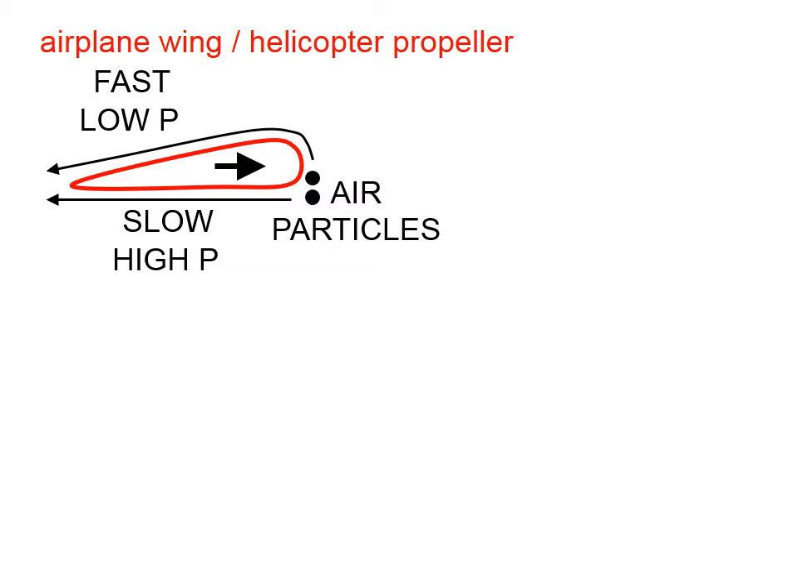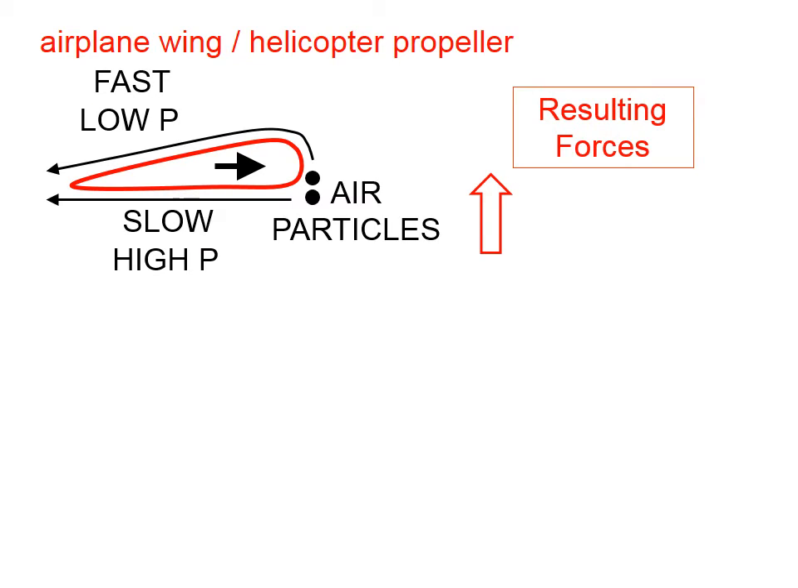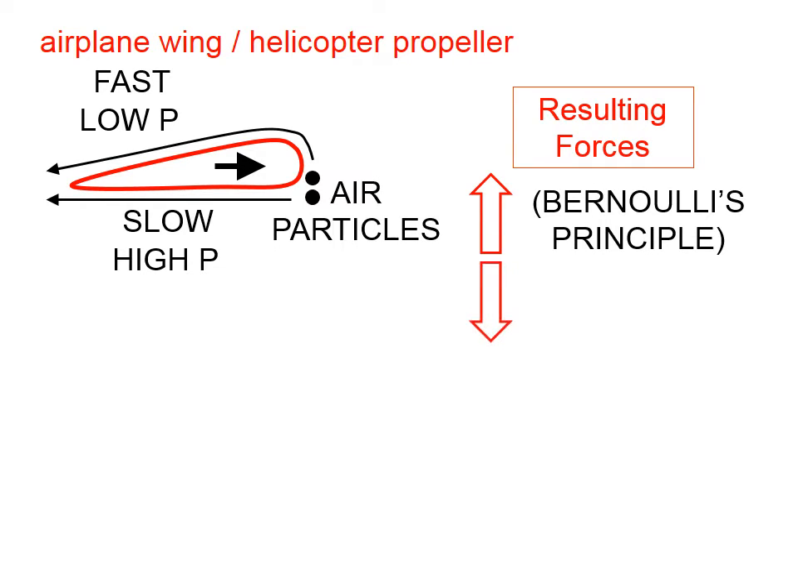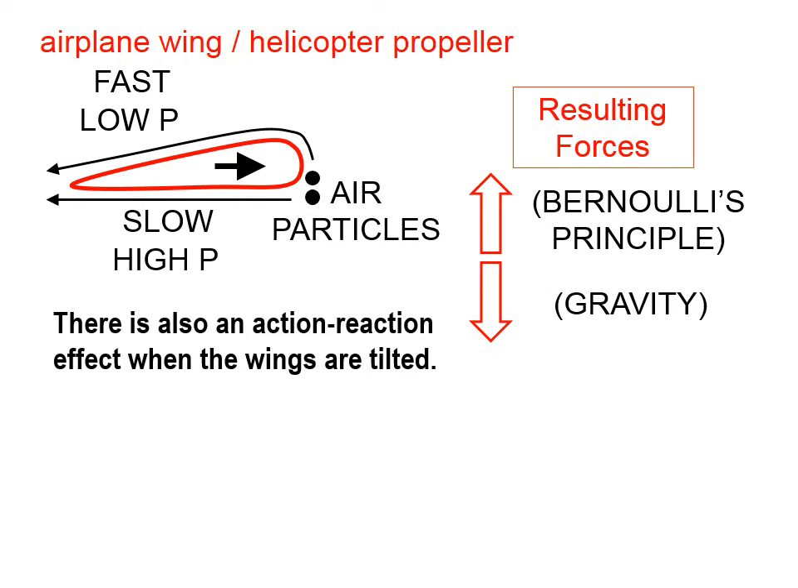Pressure is always going to end up with a push from high to low pressure, which means we're going to get a net force upward due to Bernoulli. Now, of course, on an airplane, you've also got a downward force due to gravity, and the ratio of these forces allows a plane to go up and down and fly at a constant altitude when needed.